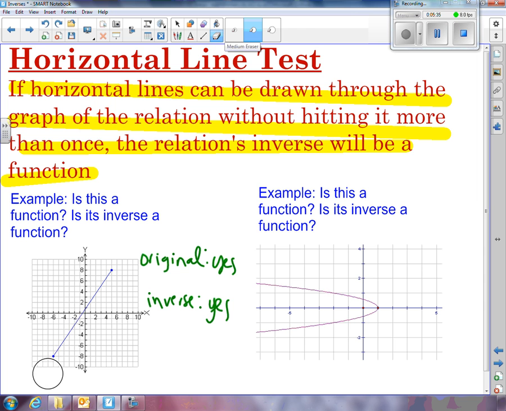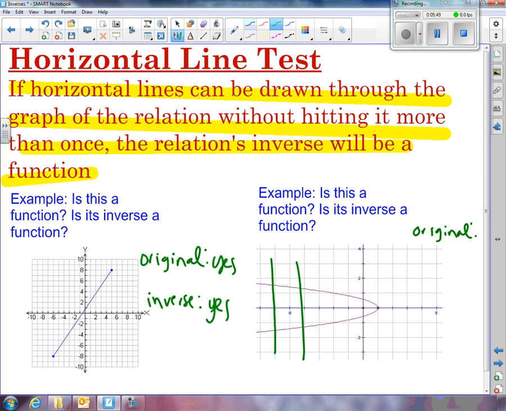Now let's try another example. First, let's determine whether or not this original graph is a function. In order to test the original, I draw vertical lines. Here, if I draw vertical lines, these vertical lines hit the graph more than once. So this is not a function.